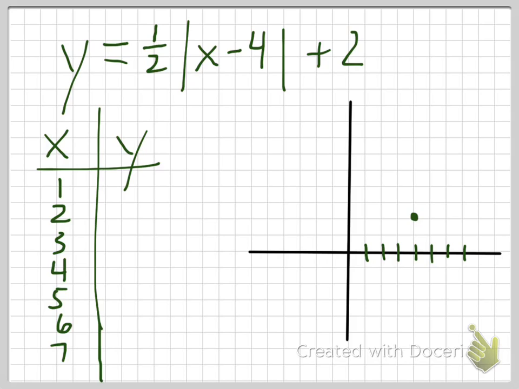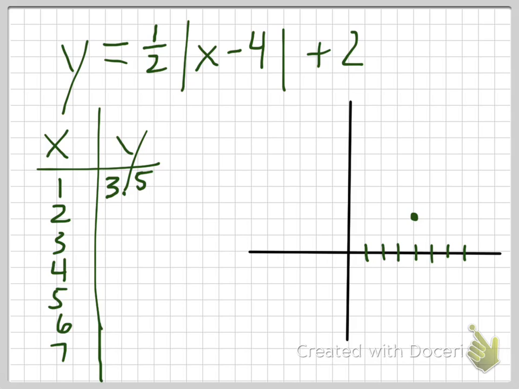I shouldn't say range, it's really the domain, right? And what we're going to do now is calculate the range using the domain 1 through 7. So if we plug in 1, well, 1 minus 4 is negative 3, but the absolute value of negative 3 is 3. Half of 3 is 1.5, and 1.5 plus 2 is 3.5. So that's where I got that from.